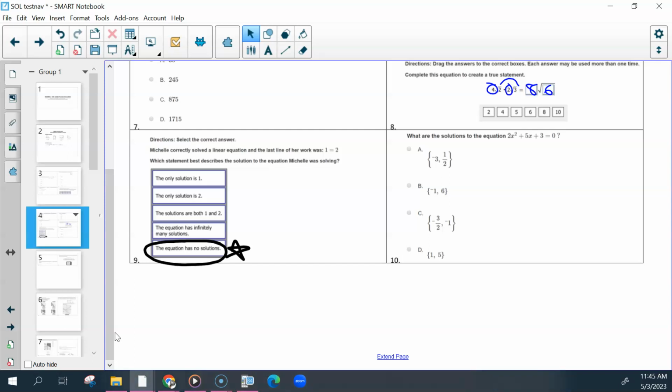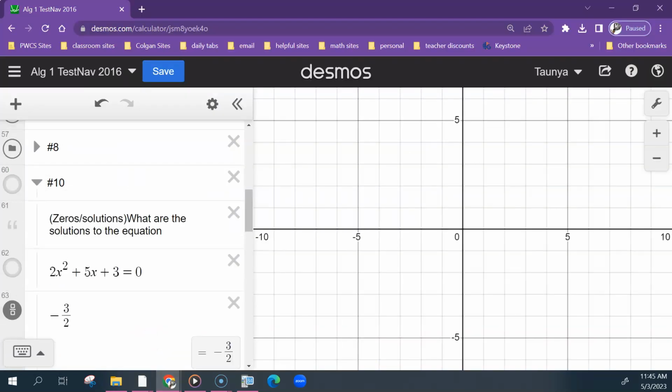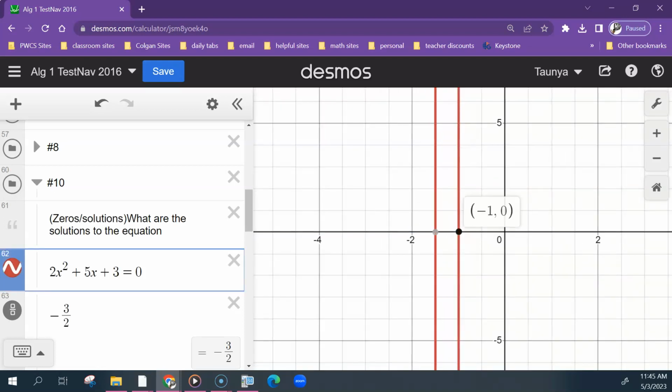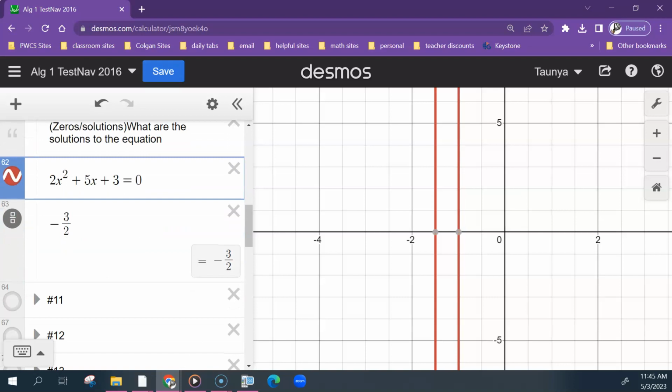Ten is something you can put in desmos. We just talked about this either last class, the class before that, or last week. So you have some quadratic. You can put that in, see where does it cross the x-axis. It's going to give you those 2 points. The problem had fractions instead of decimals. You can put those fractions or decimals in and change it and see if they're the same. If they are, that would be your answer. So C was the answer to that one.